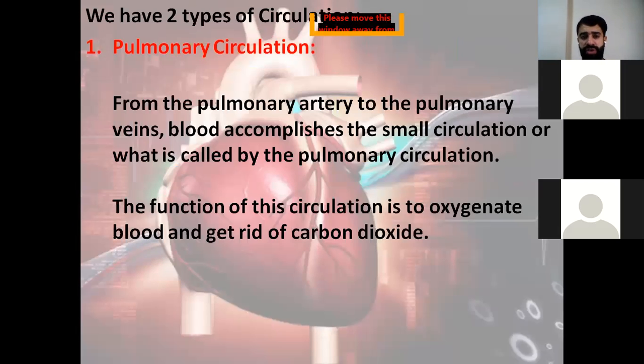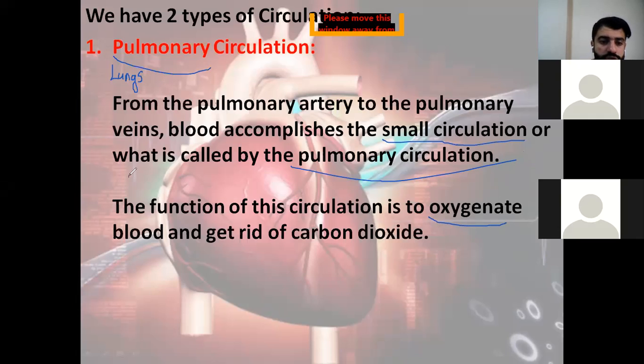We have two types of circulation. The first type is called the pulmonary circulation. Whenever you hear the word pulmonary, I'm talking about the lungs. From the pulmonary artery to the pulmonary veins, the blood accomplishes what is known as the small circulation, or the pulmonary circulation, as we see in the figure. The function of this circulation is to oxygenate the blood. This is very important to know.